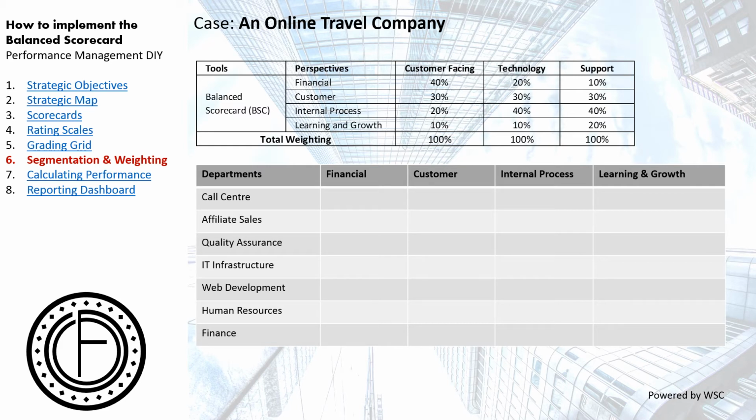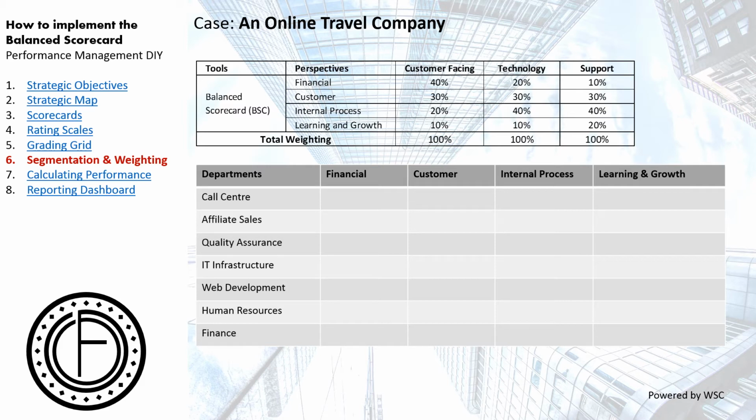We have the customer-facing type of jobs or departments. We have technology and we have support. Now, when you look at all of these talent segmentations, you would discover that there is something happening here. First and foremost, why do we even have talent segmentation? Because you have 4 perspectives and maybe about 12, 13 departments within an organization. It's not the best and most productive approach to start distributing weightings across the perspectives for each of the departments.